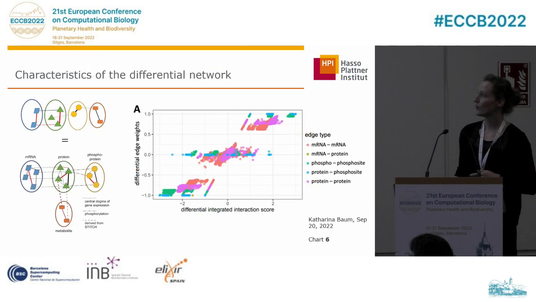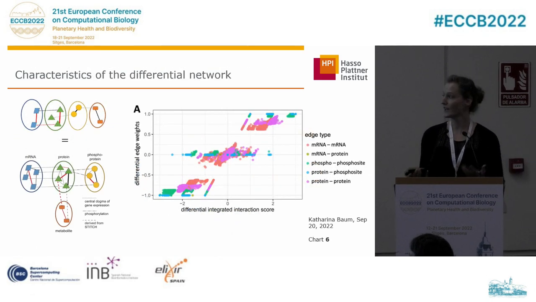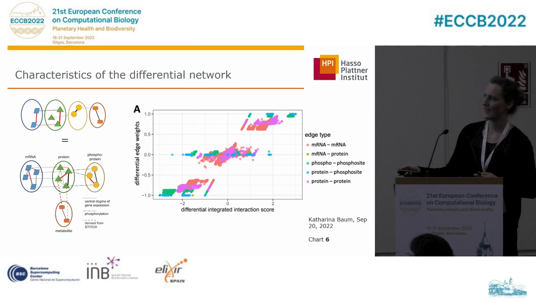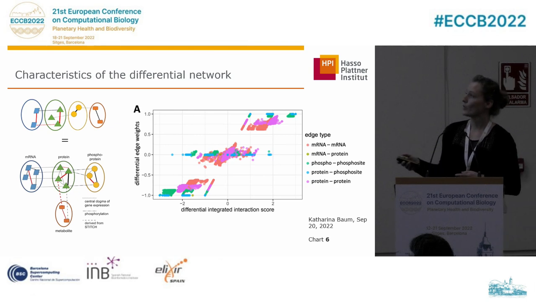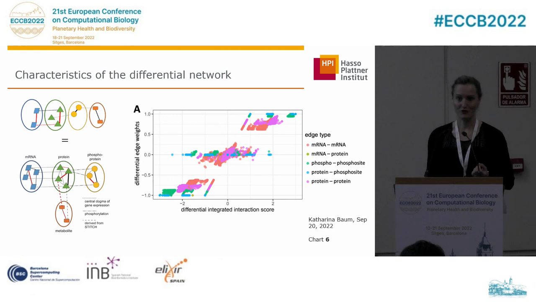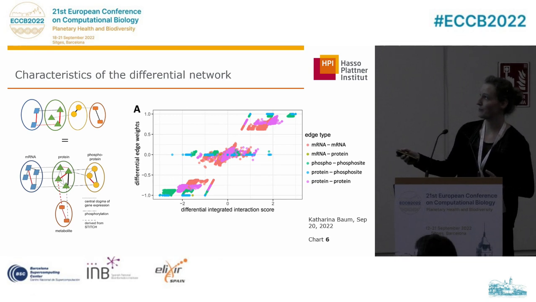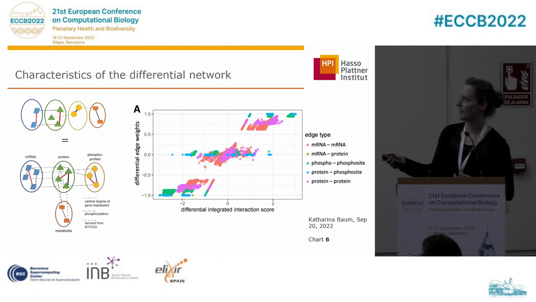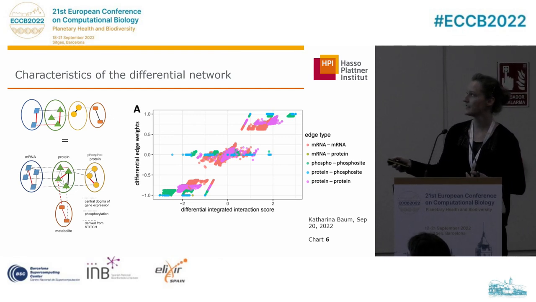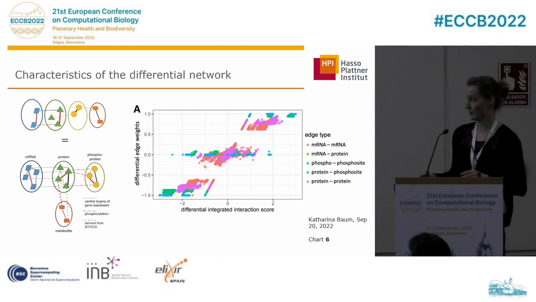To give you a feeling of how this differential network looks, I brought you a characterization. I showed it here in a linear format, but it's again this T-shape where the protein layer is really central in the middle. Each dot here is one edge of the differential network, stratified by edge type. So we have within-mRNA edges, within-protein edges, within-phosphosite edges, and the connecting edges between the three layers. Metabolites are not in here.